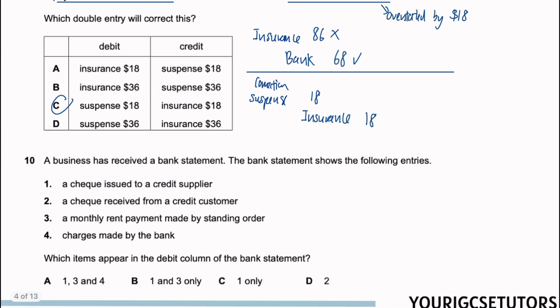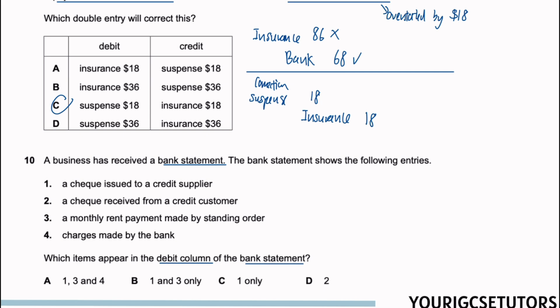Question 10. A business has received a bank statement. The bank statement shows the following entries. Which items appear in the debit column of the bank statement?